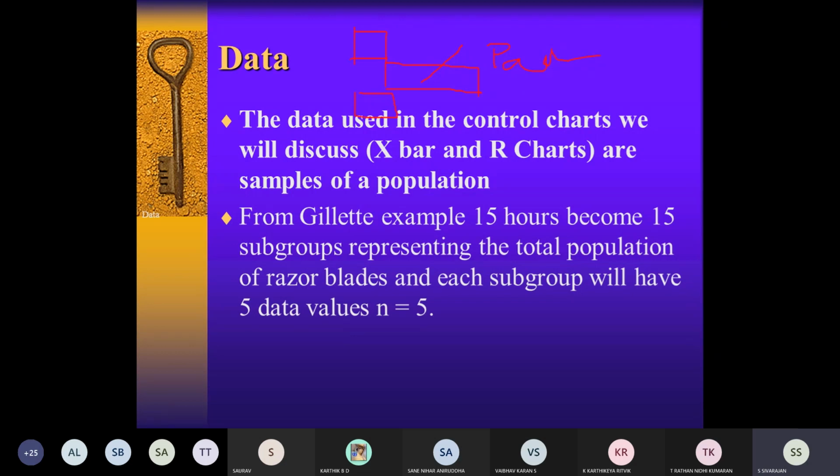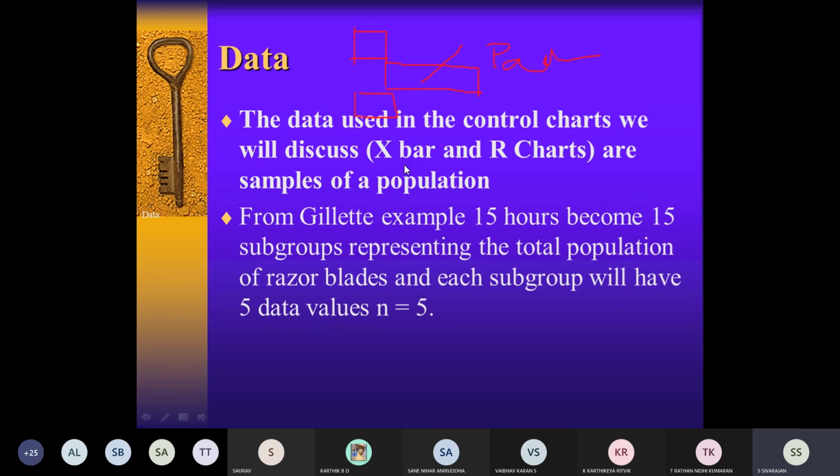So our idea is not to measure. We have a go gauge. If the component dimension is properly sized, it can go inside. The no-go gauge, it should not go, because here the hole dimension will be lesser than the shaft dimension. So that is called an attribute type of chart.